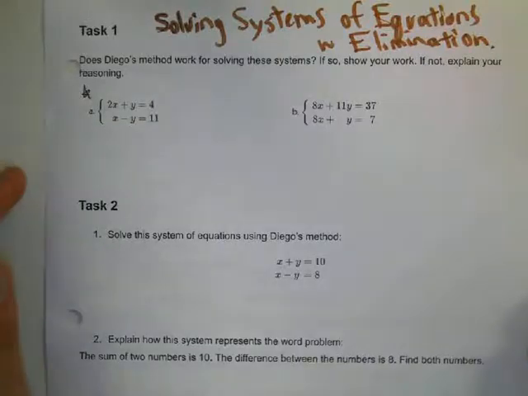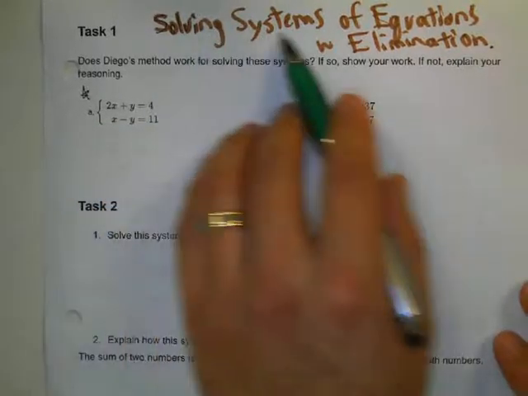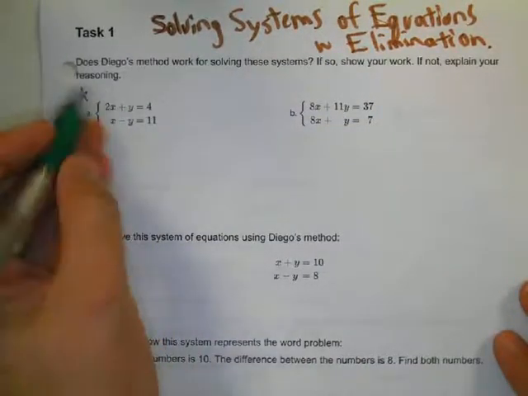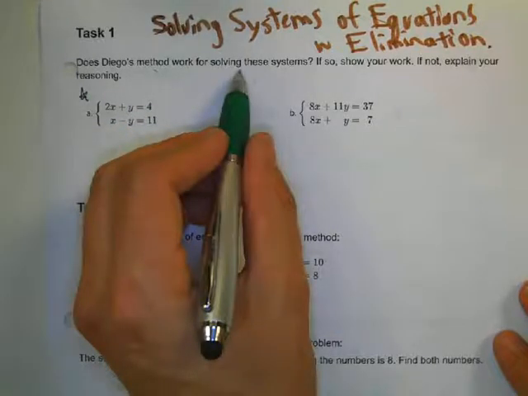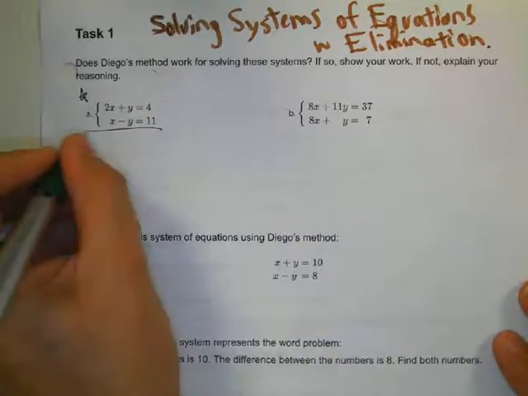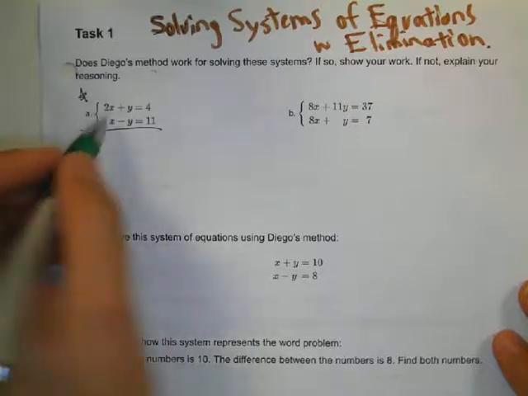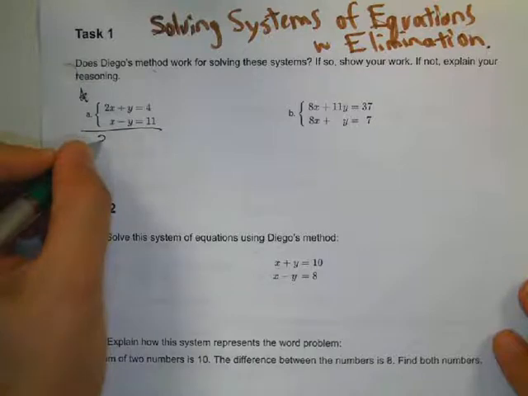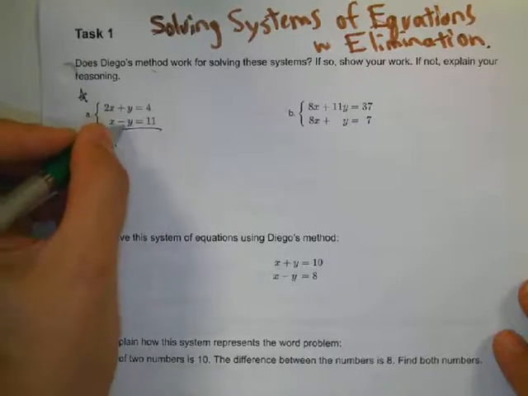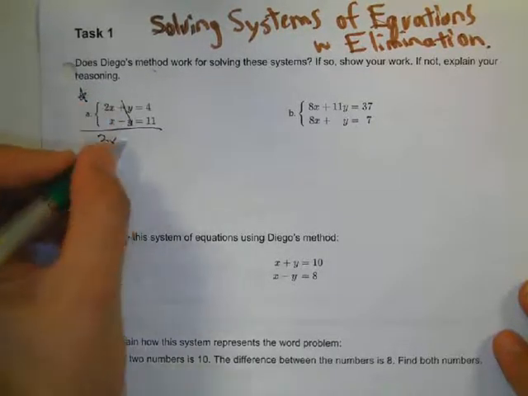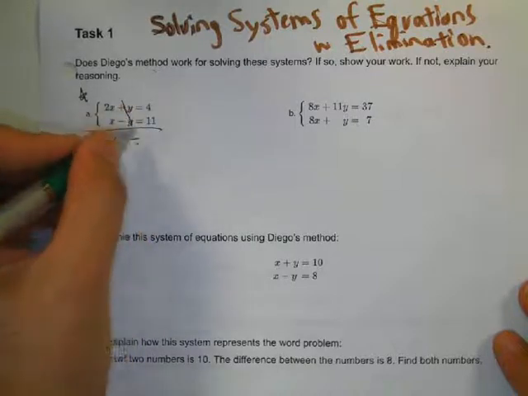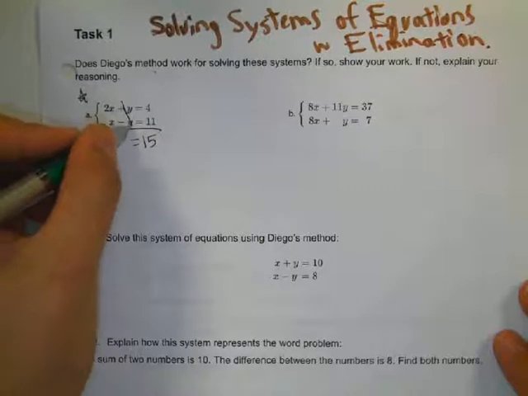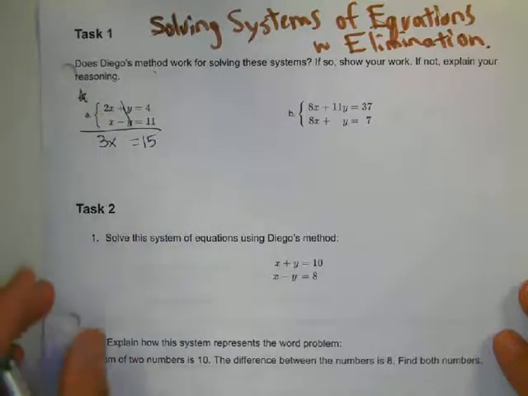Okay, today's helper video is solving systems of equations with elimination. So when we were looking at Diego's method, basically we were adding the things that were alike. So here we have 2x and x, we get 3x. And we have y and negative y, that's going to cancel out. And then we have 4 plus 11, that's going to give me 15. And when the y and the negative y cancels out, we eliminated y, which is why it's called elimination.